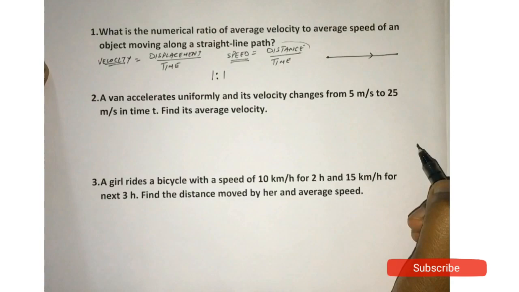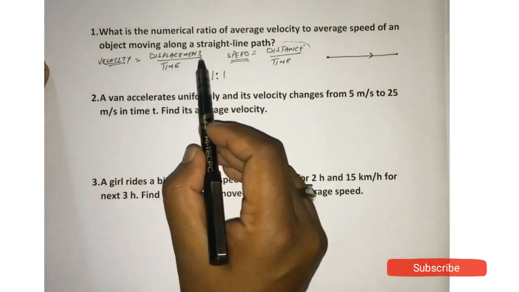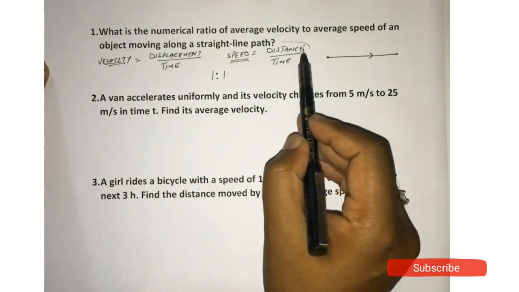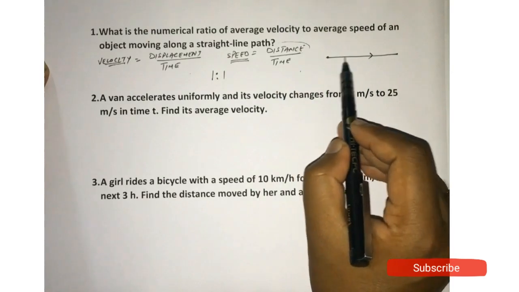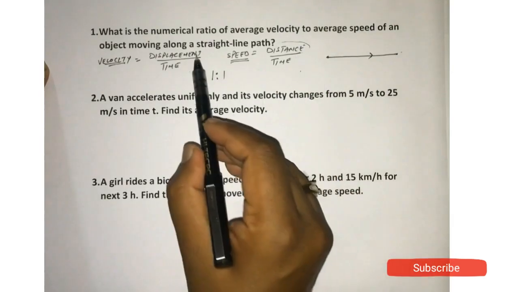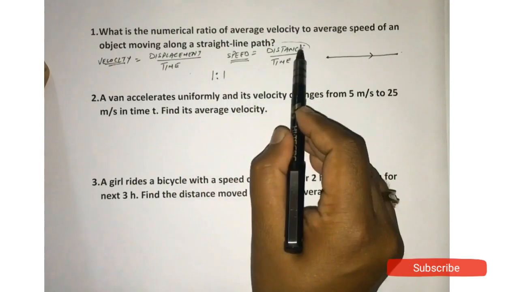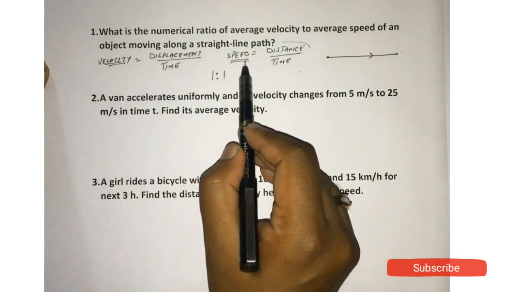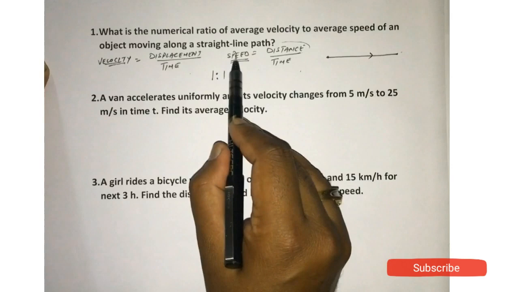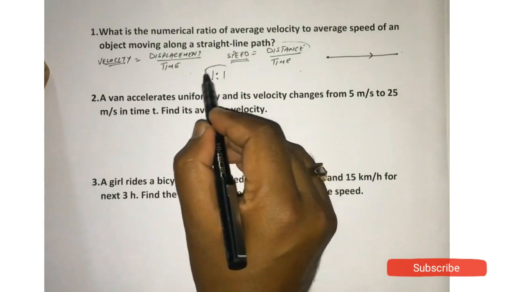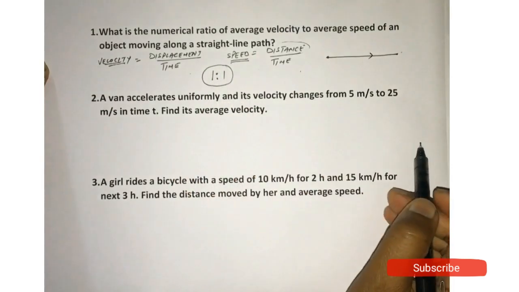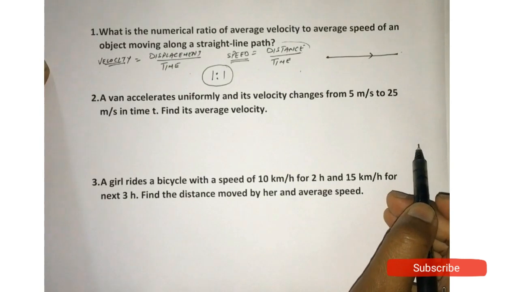Clear? I'm repeating again. Velocity is displacement upon time, speed is distance upon time. Moving in a straight path, displacement and distance are both the same. So the velocity and speed, these two quantities, are also the same. So the numerical ratio becomes 1:1.